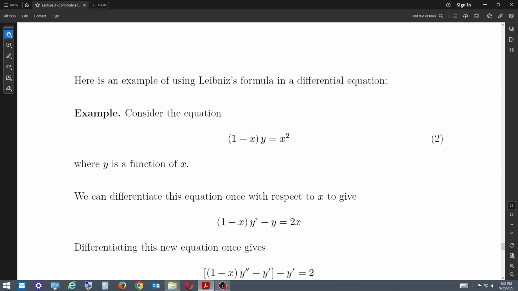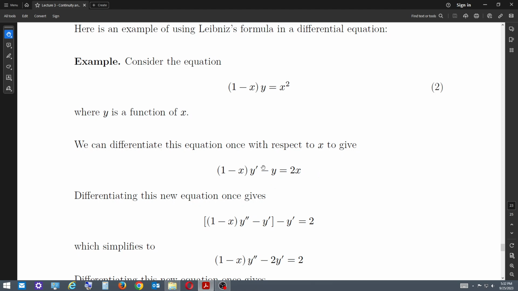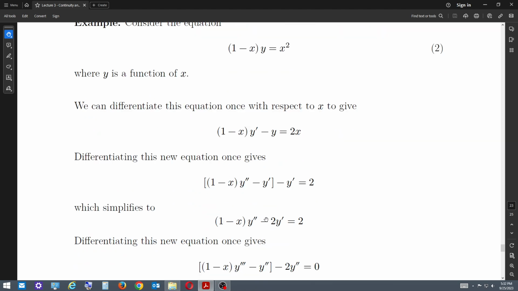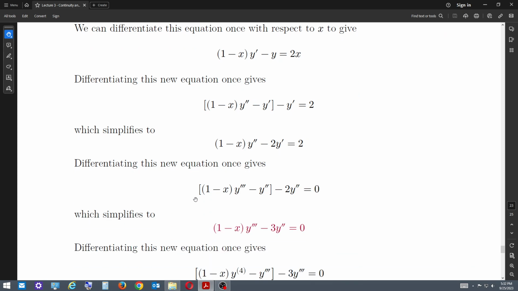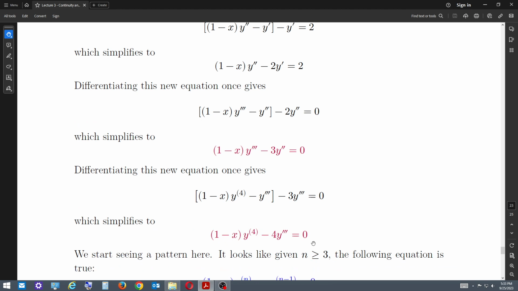If I wanted to, I could continue going. I could differentiate this equation again, and then simplify it, and this is what I get. Now I have a second derivative and a first derivative. If I differentiate again, then this 2 becomes 0. And after I simplify the rest of it, I can get this equation. Notice that no matter how many times I differentiate this equation again, I will always get 0 on the right-hand side.